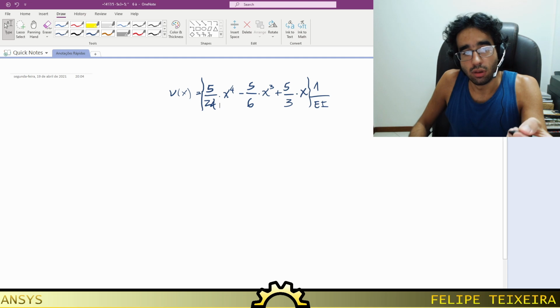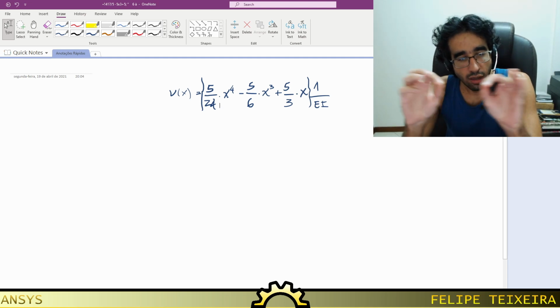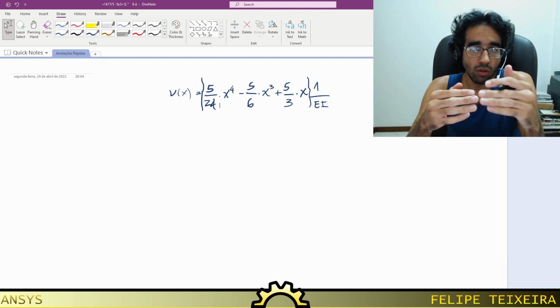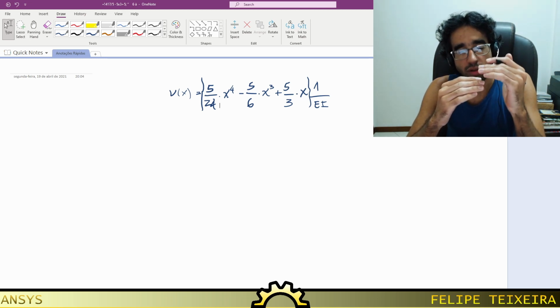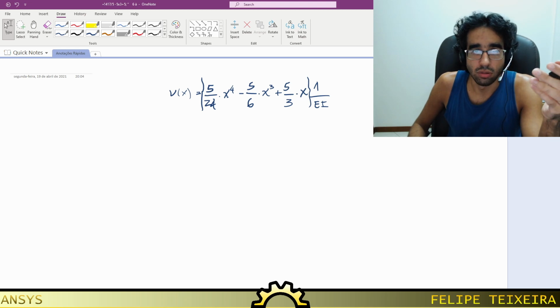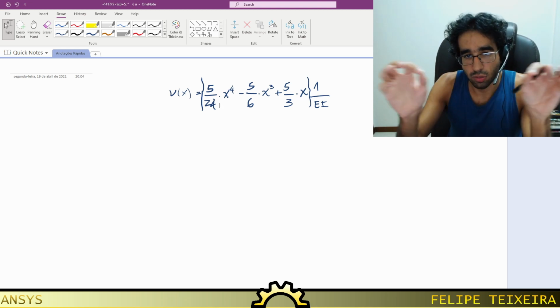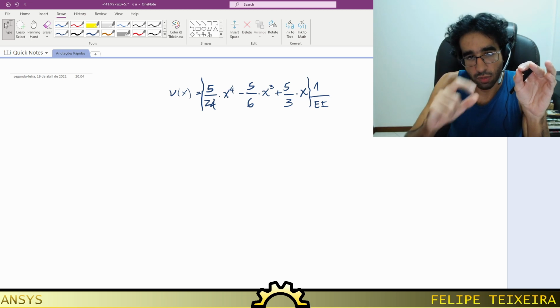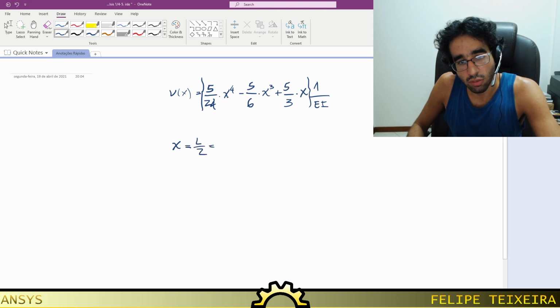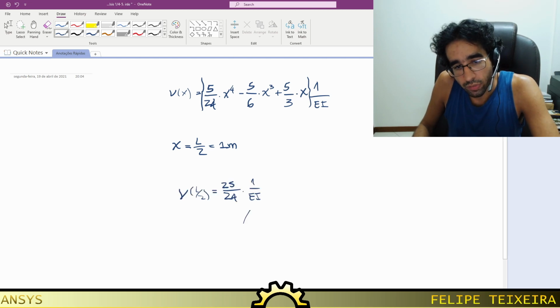So now that we have the expression for the elastic curve, which gives us the deflection at any point along the axis of the beam, we can just substitute the values and find out what the actual value of the deflection is at any given point. Usually, you would want to know the maximum deflection of a beam. So in this case, because it's a simply supported beam, the maximum deflection happens at the middle of the span. So, as we have seen before, at the middle of the span, x is equal to L/2, which is equal to 1 meter.